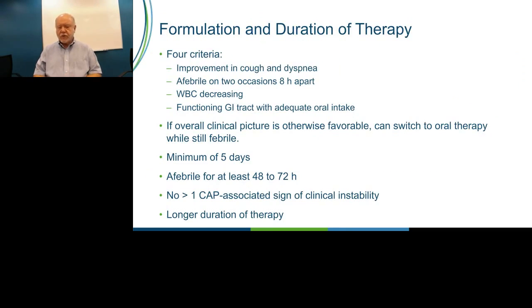I think I just mentioned the formulation and duration of therapy. These are some of the criteria that one would think about in changing from IV to oral. So improvement in cough and breathlessness, your temperature has dropped at two time points, hopefully your white cell count is diminishing, and you've got a functioning gut that would allow you to take an oral drug that is then absorbed. And you can see some of the other reasons for wanting to switch to oral treatment.